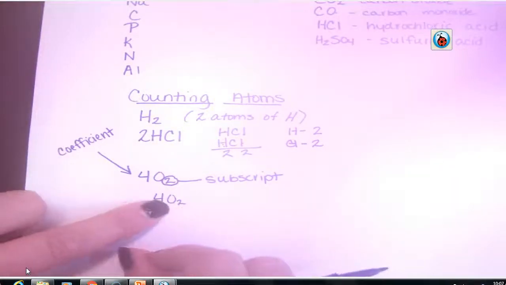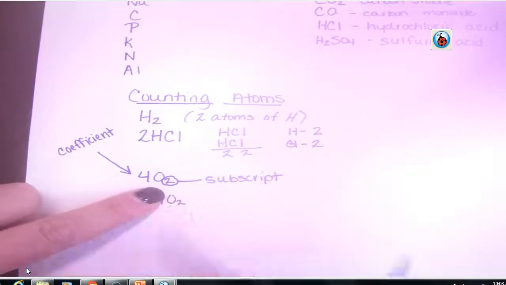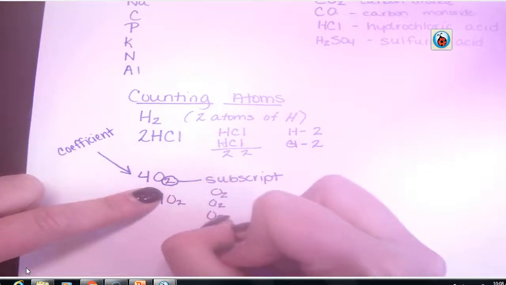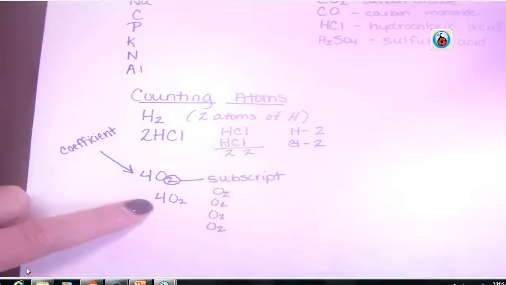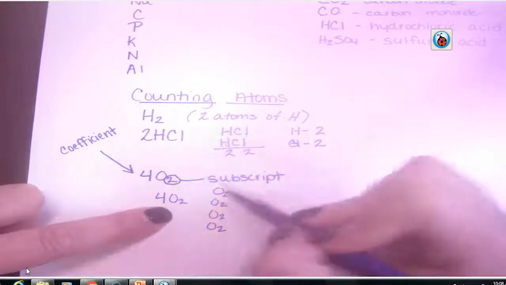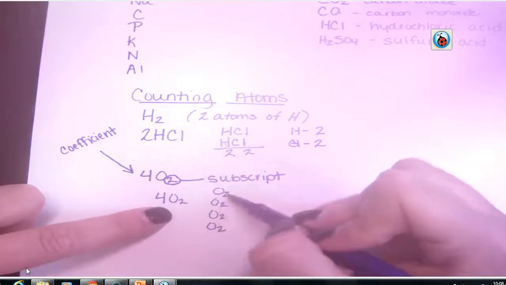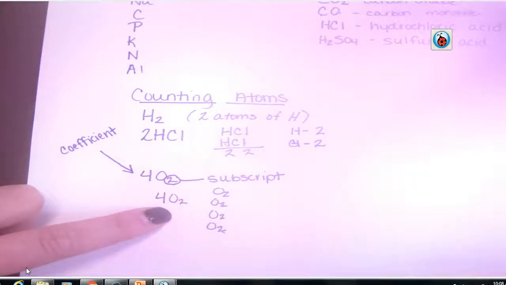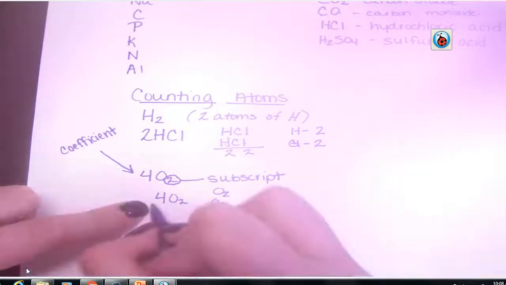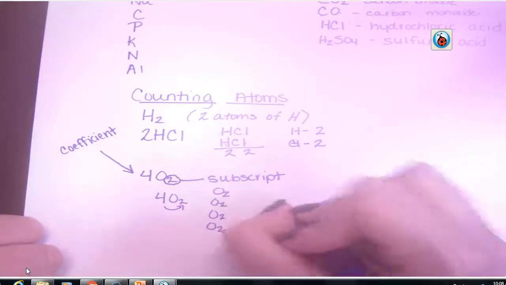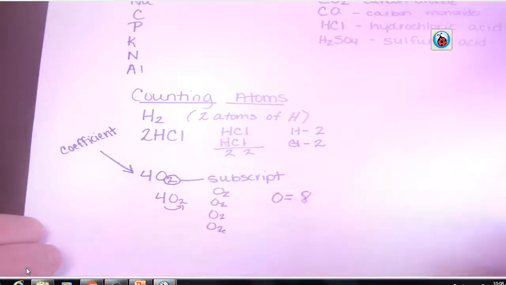What this 4 is telling you is that O2 can't be separated. O2 has to travel together. So it will be like having O2, O2, O2, and O2. There are 4 O2s. But what I want to know is how many oxygen atoms are there right there? So if I look at my list that's written out, I can say there's 1, 2, 3, 4, 5, 6, 7, 8 oxygen atoms. Or the easier way is just to multiply 4 times 2. And O equals 8.